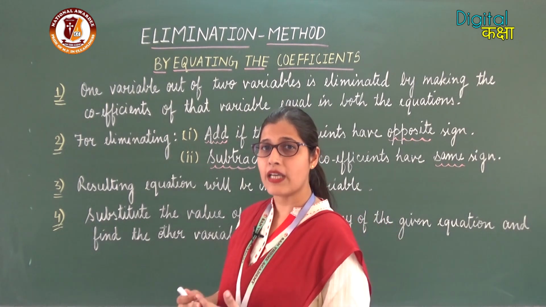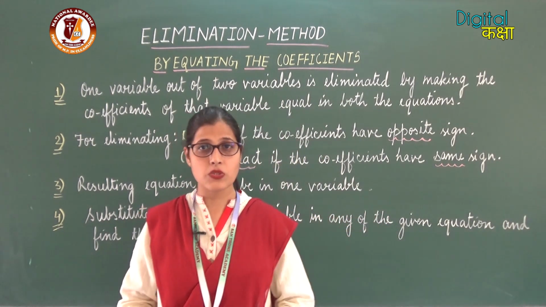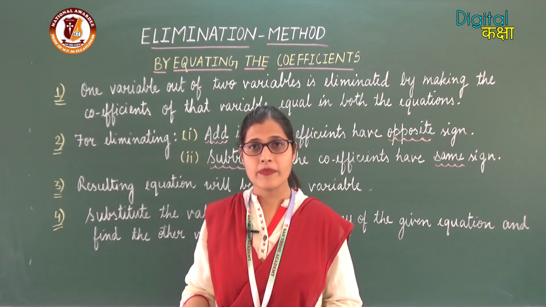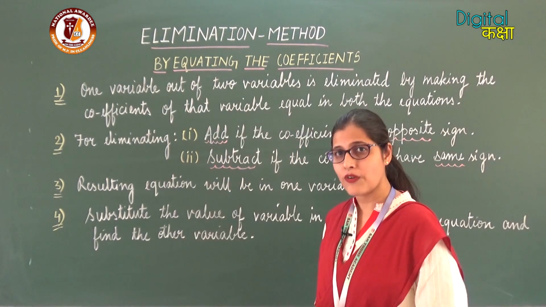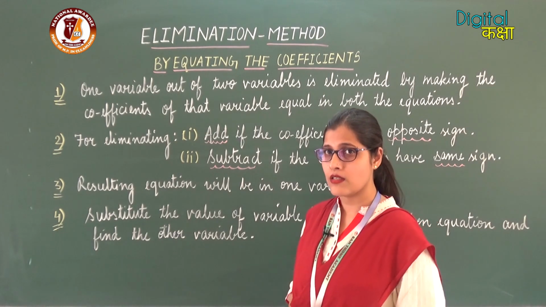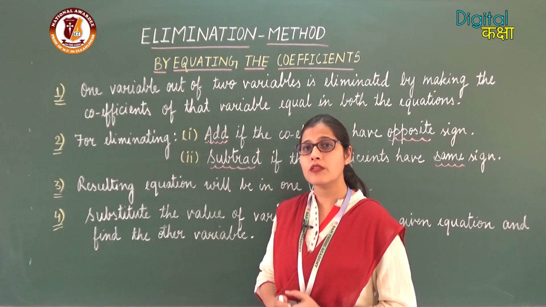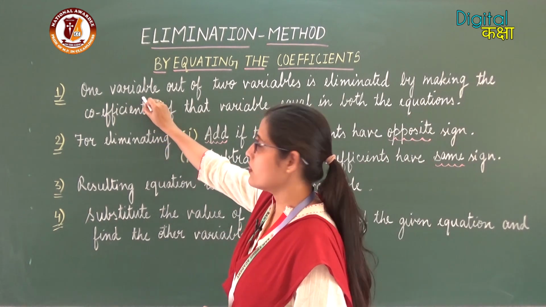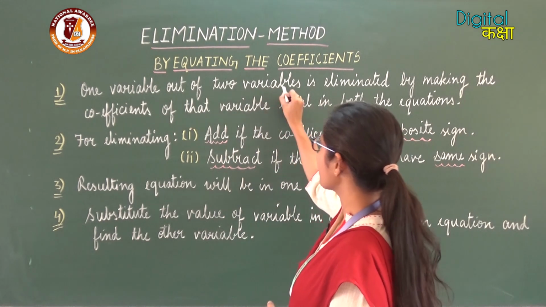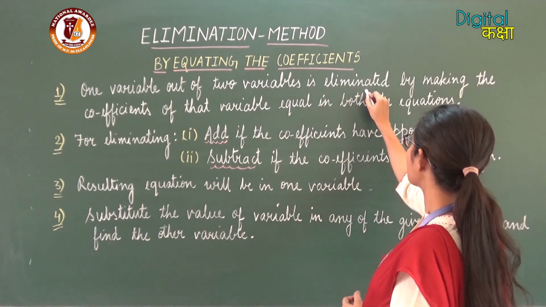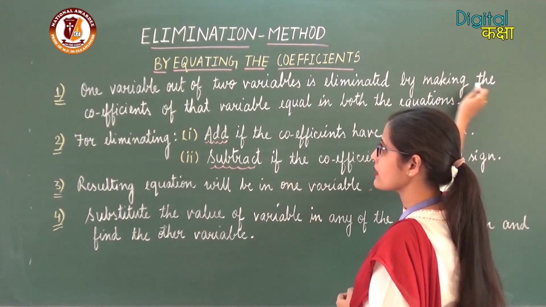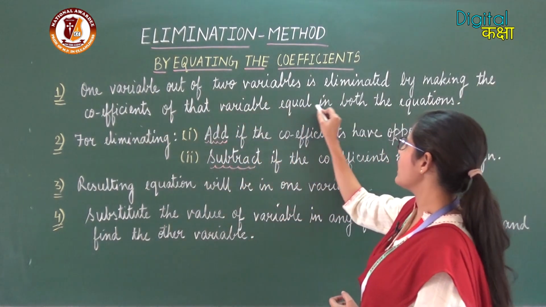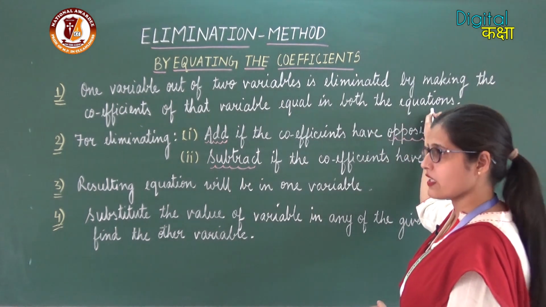Before starting with the method and the questions related to it, we should know how to solve the questions by the elimination method. So the first step in solving the questions by using the elimination method is as follows. One variable out of two variables is eliminated by making the coefficients of that variable equal in both the equations.